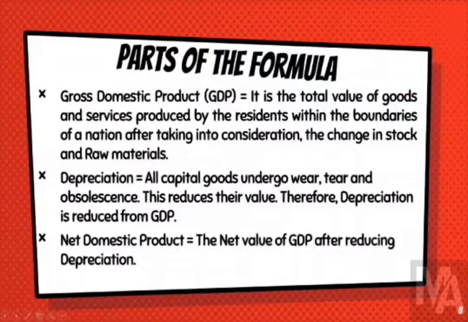The second part of the formula is GDP. After we do total output plus A minus Z, we get gross domestic product. So what is this GDP? It is the total value of goods and services produced by the residents within the boundaries of a nation, after taking into consideration the change in stock and raw materials. So in simple terms, within the boundaries of a country, all those people who are residing in it, whether they are foreign nationals, Indian citizens, or whatever it may be, all the value created by these people will be called GDP.